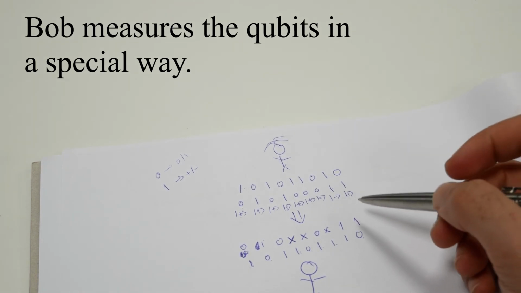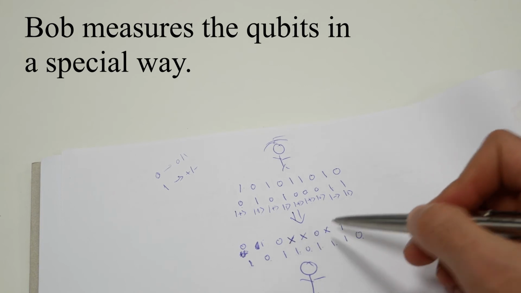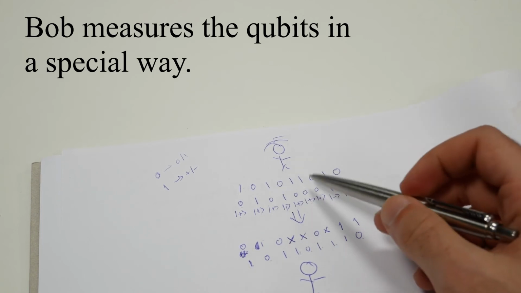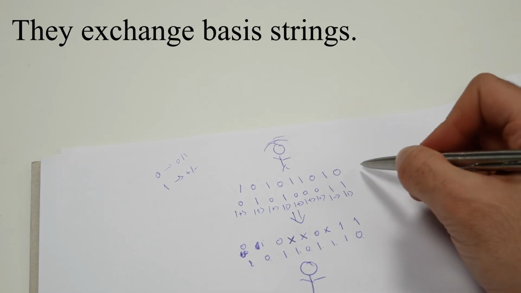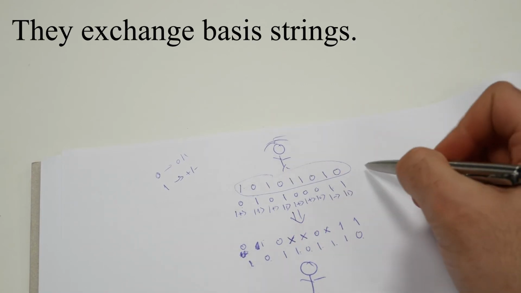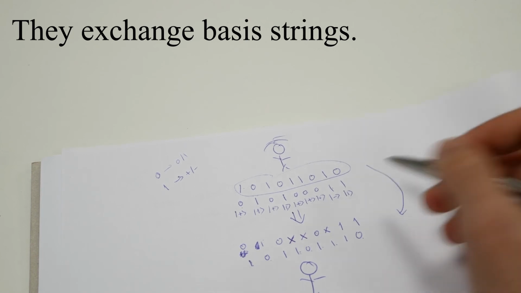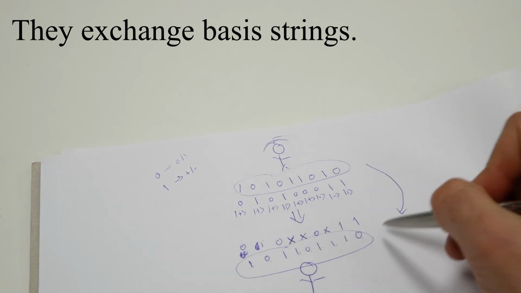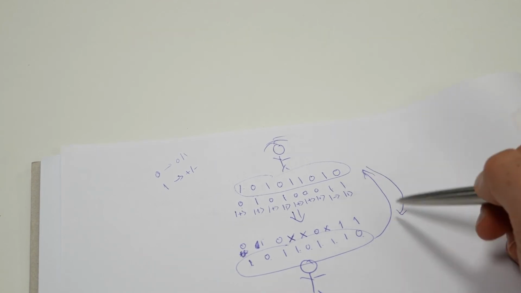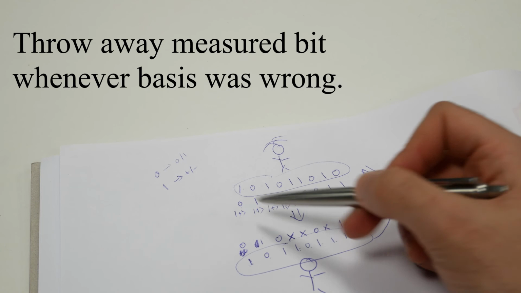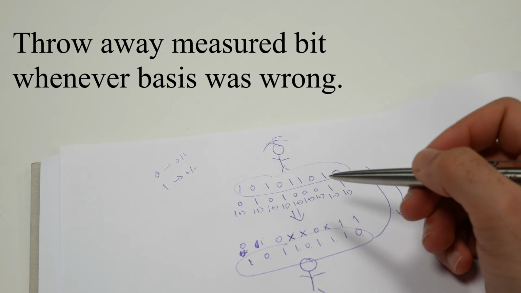So now he doesn't know that he measured in the wrong basis here, because he doesn't know which basis Alice prepared her qubits in. So the next step is for Alice to send her basis string to Bob, so that he can compare. And Bob's going to do the same. He's going to send her his basis string. So they're going to compare these strings, and wherever the strings don't match, they're going to discard the qubits.